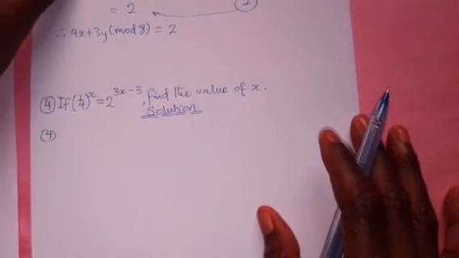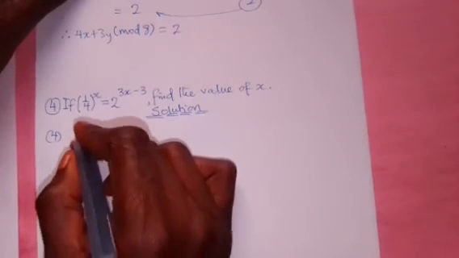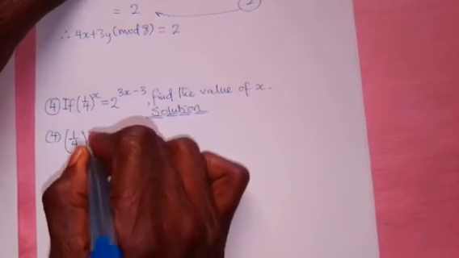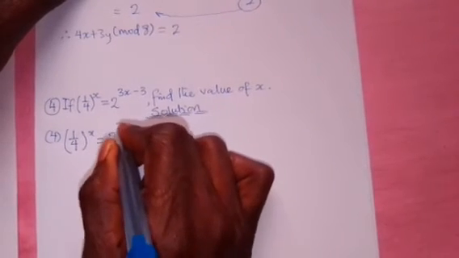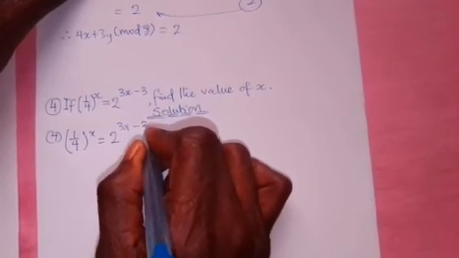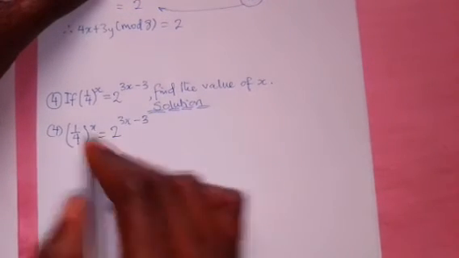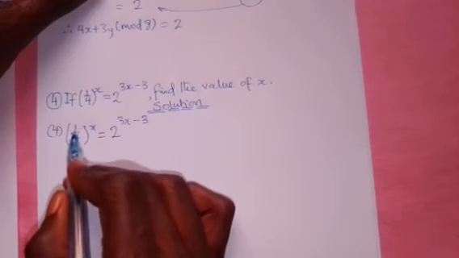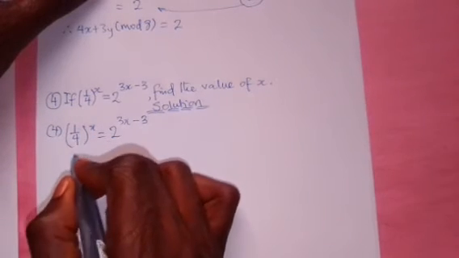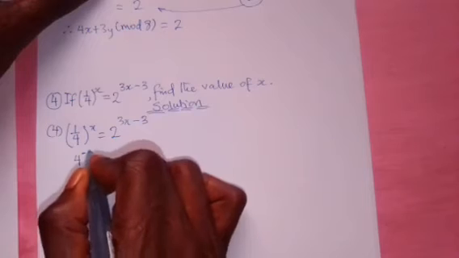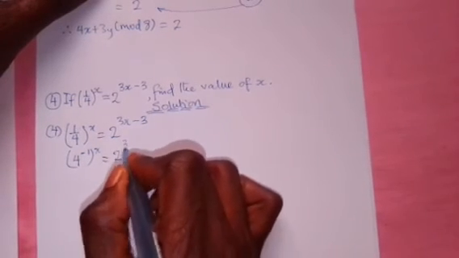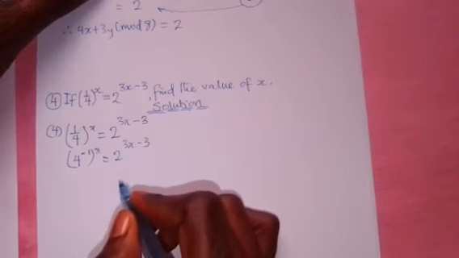Now in solving this problem, this is what we are going to do. First, we'll write out the question: 1 upon 4, then power x, equals 2 power 3x minus 3. Okay, now what do we do here? The first thing we do is to write this back in inverse form. So I can write 1 upon 4 as 4 power minus 1, then power x, then we have 2 power 3x minus 3.